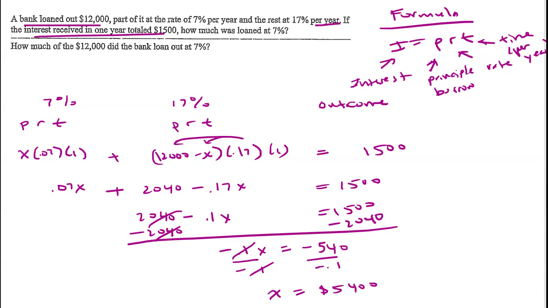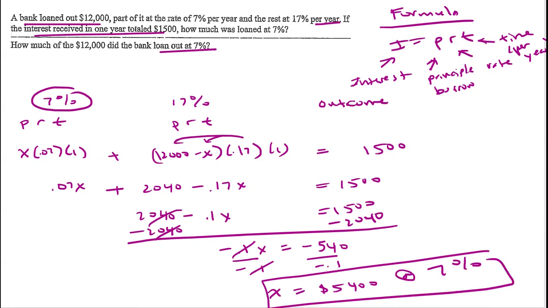Now, what does X represent? X, we said, was the 7%, and that's what they want. How much of the $12,000 did the bank loan out at 7%? So $5,400 at 7%. That would be our answer there.